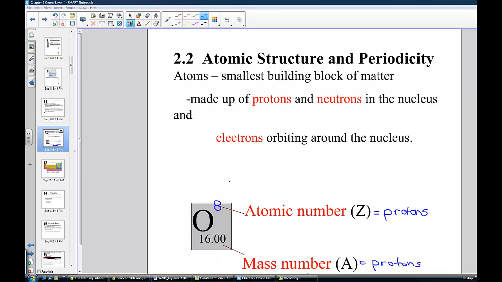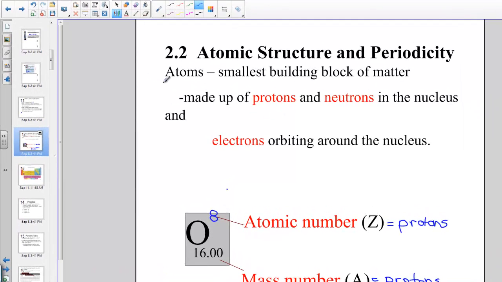Welcome back to our next part of our lesson in the ozone chapter. We're looking at atomic structure and periodicity in our second section. It begins with a topic called atoms, those basic building blocks of matter, the smallest particle of matter which we put together to build larger compounds from.